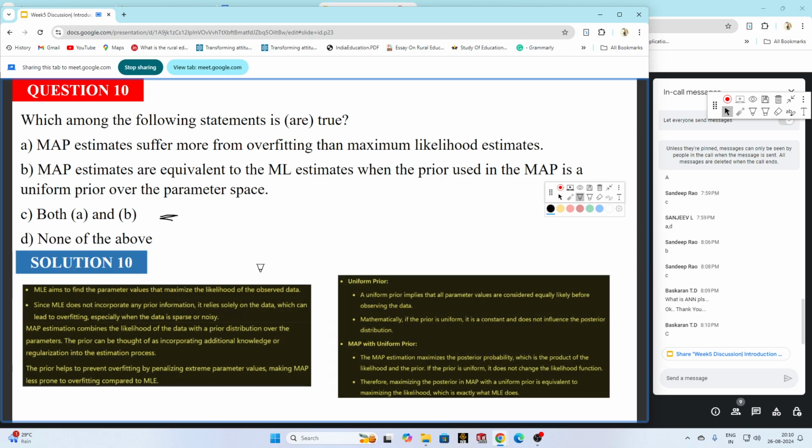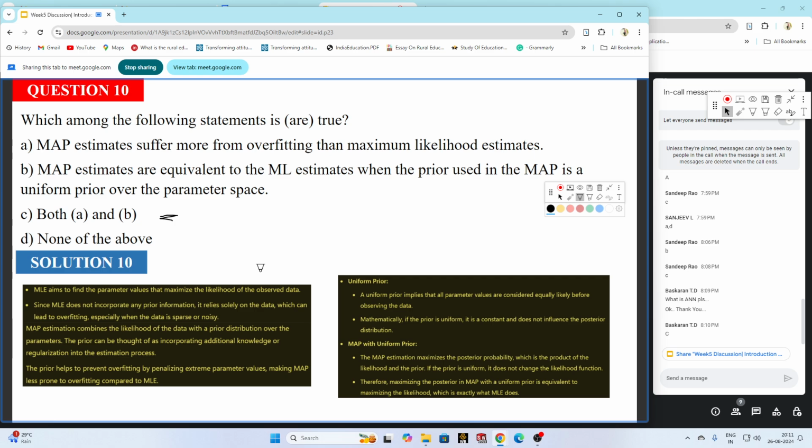MLE aims to find the parameter value that maximizes the likelihood of the observed data. Whenever we are talking about MLE, we are solely relying on data, which can lead to overfitting. Data is the thing that always leads to overfitting rather than the model. If our data is sparse or noisy, MLE will be more overfitted.